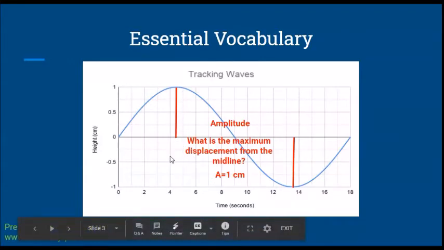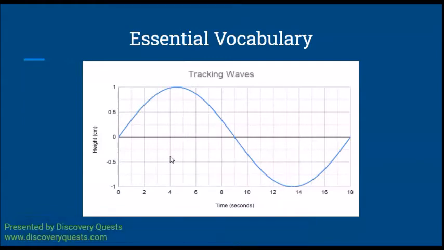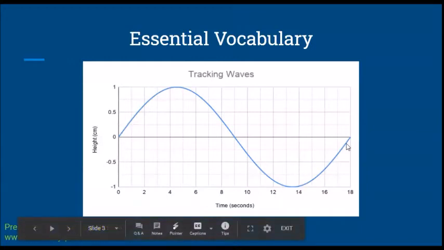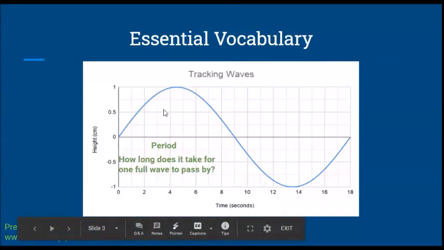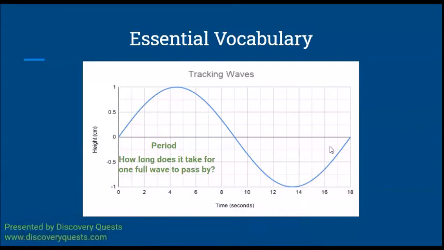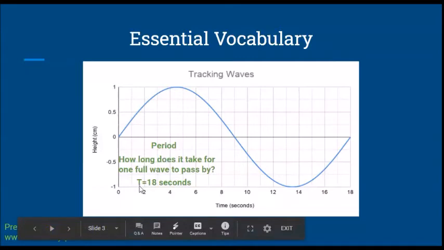In addition to looking at the height of the wave, we could also ask, how long does it take for one full wave to pass us? And that is something that we refer to as the period. So the period of the wave is how long it takes for one full wave cycle to go by. And again, looking at this particular wave, we can see, looking at the x-axis here, which is given in seconds, it takes a full 18 seconds for the wave to go by and the next one to come in. So the period, which we refer to as T, is equal to 18 seconds for this particular wave.